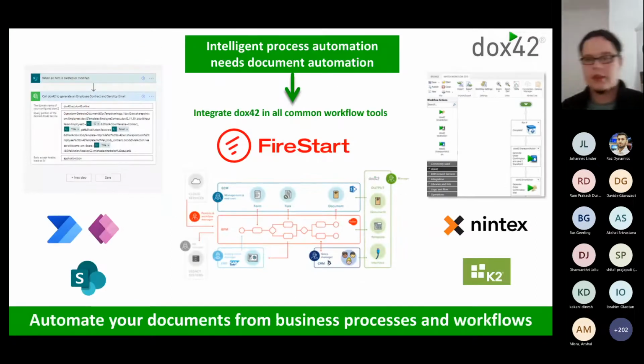Of course, document automation is incredibly important when it comes to process automation. Whenever you are working with workflows and with processes and you want to really optimize those, documents are always a big factor. And this is why dox42 is also usable in Power Automate with the dox42 connector, or in Power Apps, as we will soon see. There are also some other workflow tools that have already implemented us, for example, Firestart and Nintex.